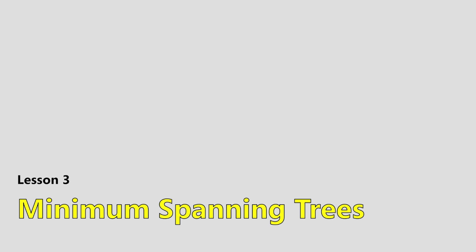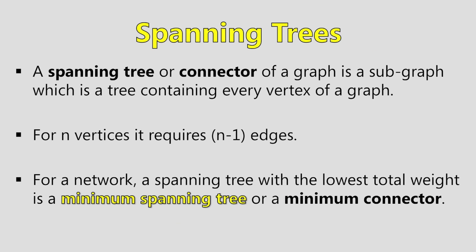Minimum spanning trees now. A spanning tree or connector of a graph is a subgraph which is a tree containing every vertex of the graph. For n vertices, it requires n minus 1 edges. For a network, a spanning tree with the lowest total weight is a minimum spanning tree or minimum connector. To find this out, I believe there are two algorithms.